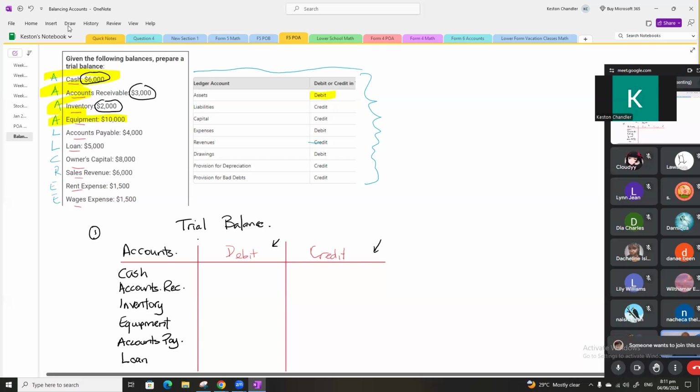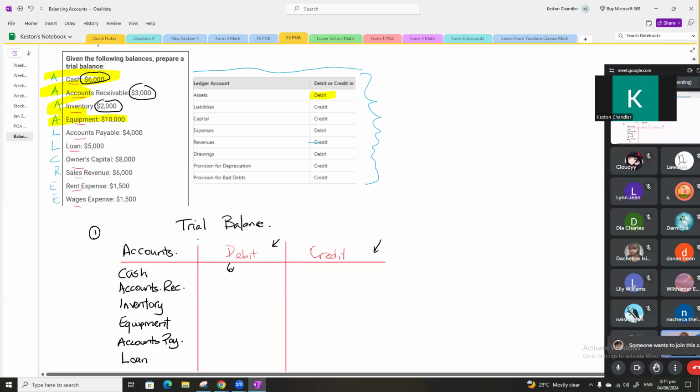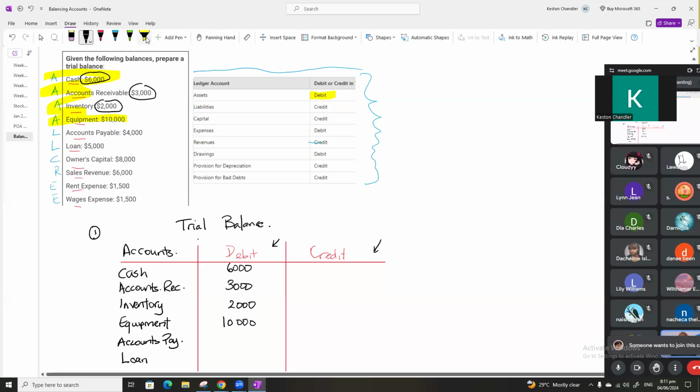So I could go straight inside of here and I could say, all right, cash going on this side. So 6,000 here, drop down the debit column. Accounts receivable, 3,000, drop down the debit column too. Inventory, 2,000, drop that right inside of here. Equipment, 10,000, right here.